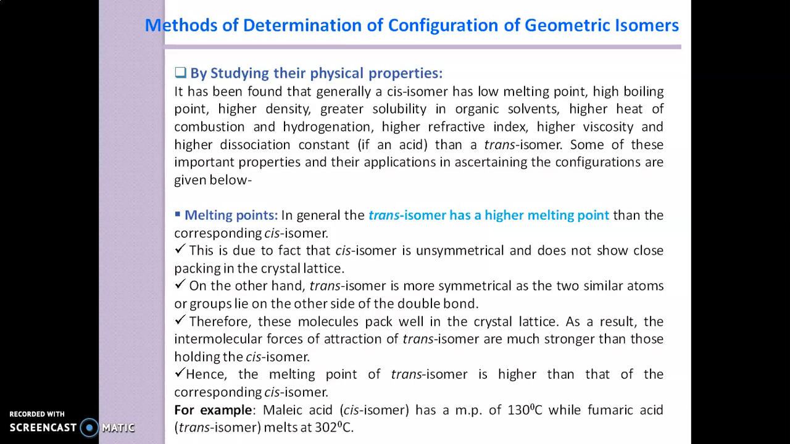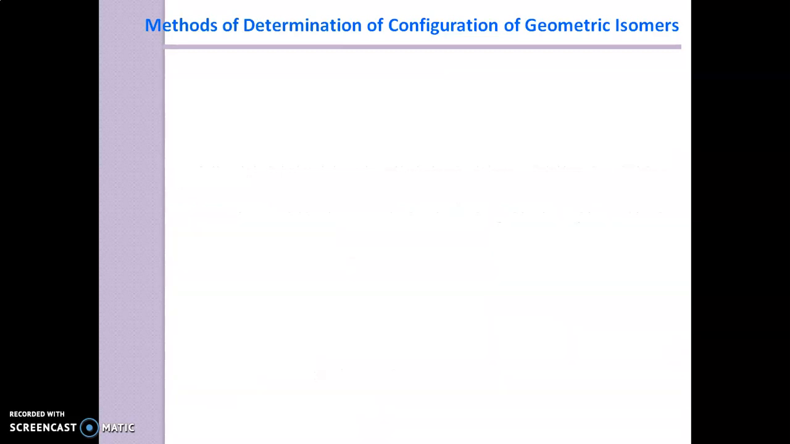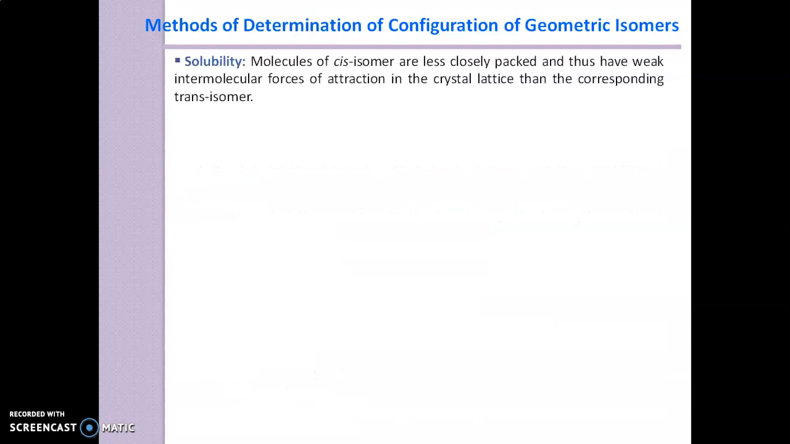For example, maleic acid, which is a cis isomer, has a melting point of 130 degrees centigrade, while fumaric acid, which is a trans isomer, melts at 302 degrees centigrade. So here we conclude, yes, the trans isomer has a higher melting point. Moving to the second physical property, which is solubility.